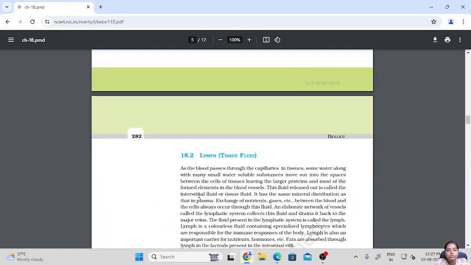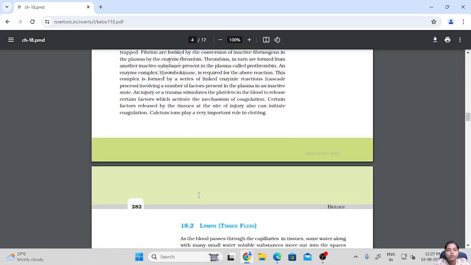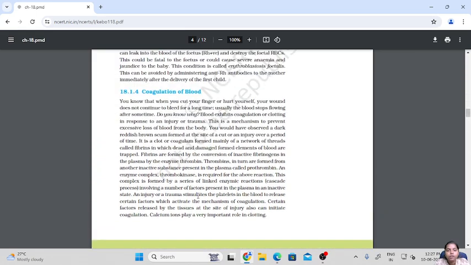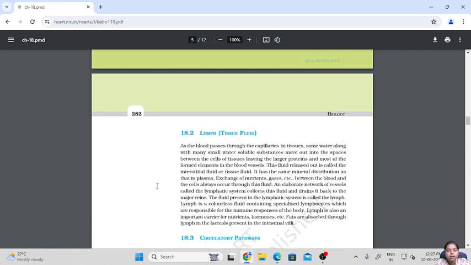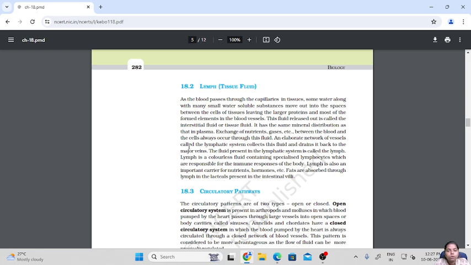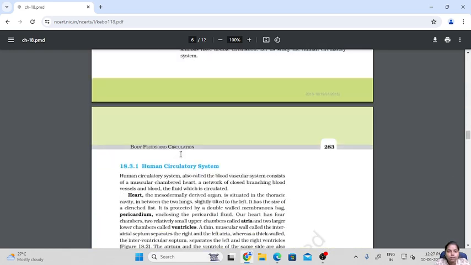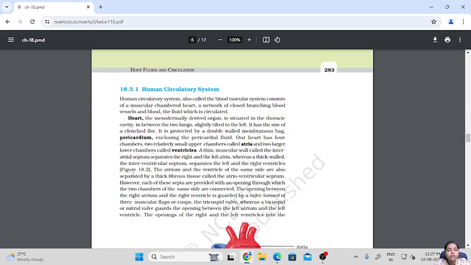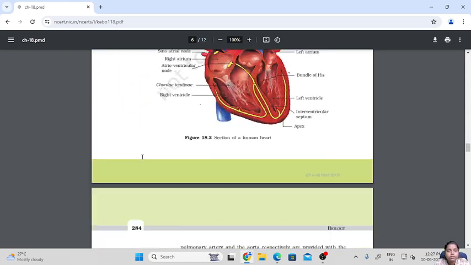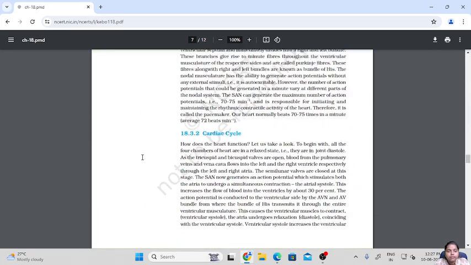So in today's class we have learned about the coagulation of blood. In that we have learned about the different enzymes involved, like the thrombokinase enzyme. Then we have also seen what is called lymph. Then the circulatory pathways: there are two, open and closed, and the closed one is more advantageous over the open one. Then we have also seen the human circulatory system.